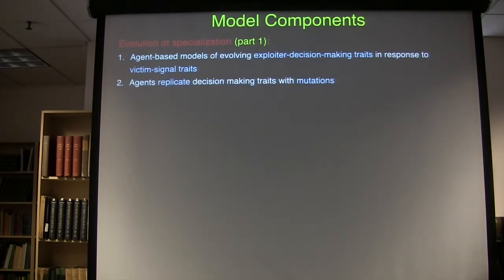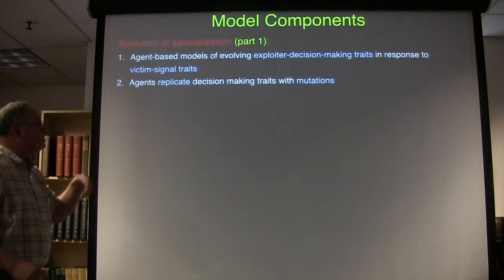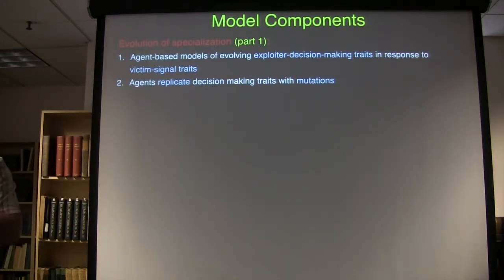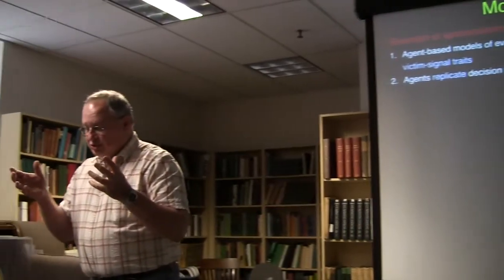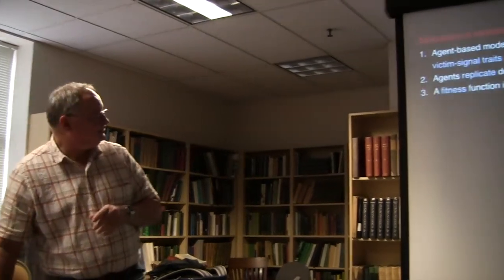So the agents have to be replicated with the decision-making traits intact with some mutation. So if we've got a little neural network and it performs well in that it collects a lot of resources on a landscape, then we take those that collect the most resources and we say, you've got a good set of weights in your little processor, so we're going to replicate you, but we'll make some perturbations to that.